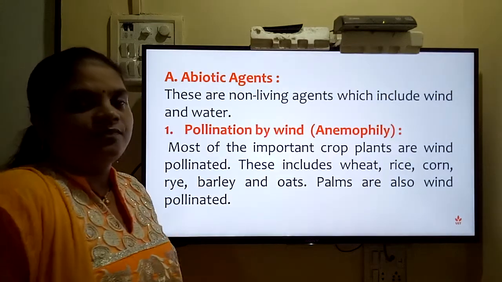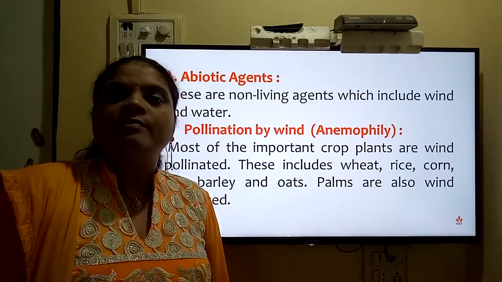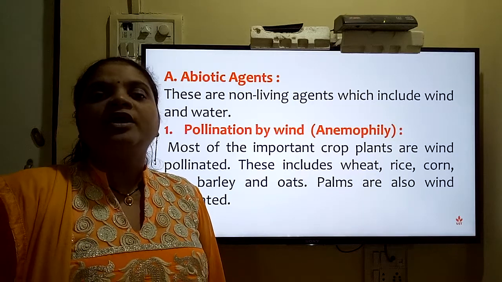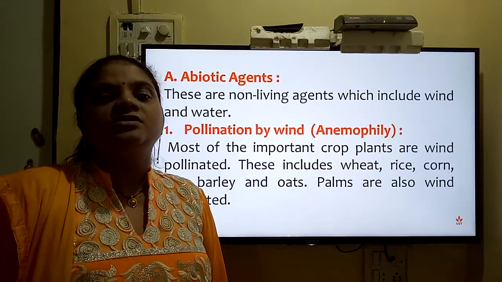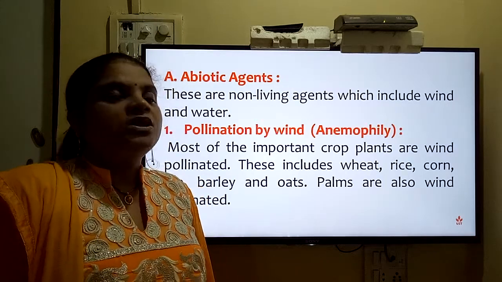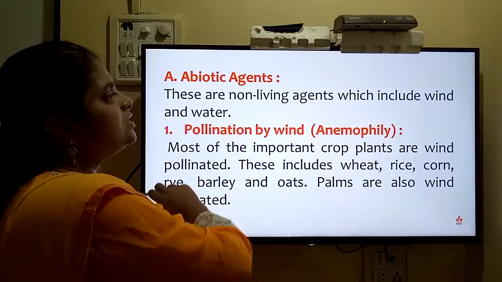Now, as I told you, there are two types of agents, abiotic agents and biotic agents. Abiotic agents are non-living things. Non-living things, what? Wind and water. These two are included in the abiotic agents.